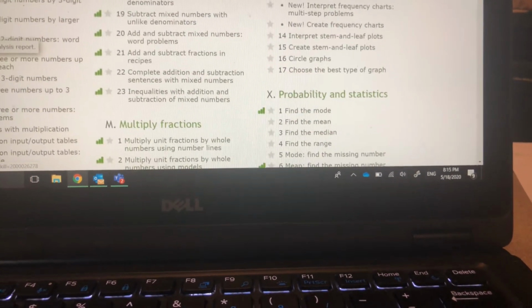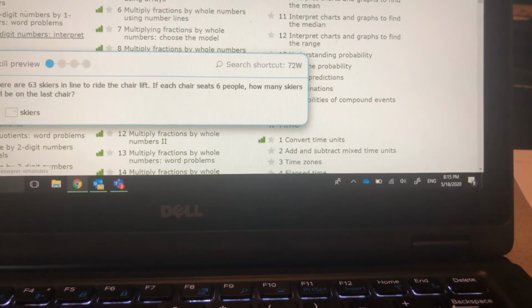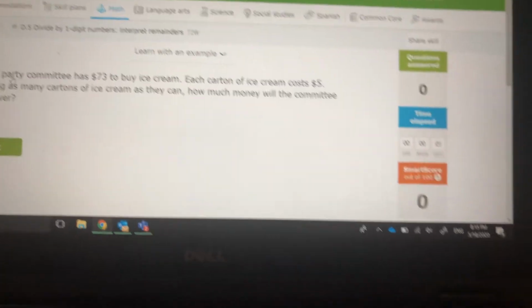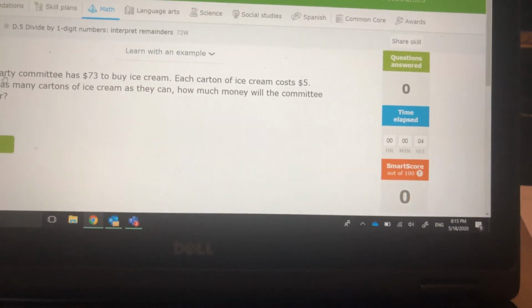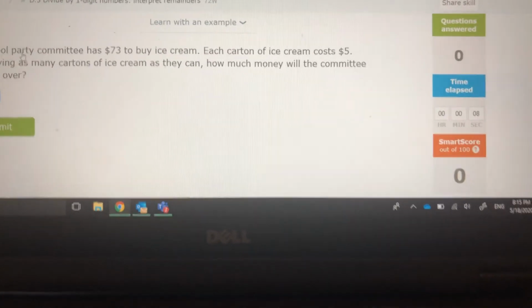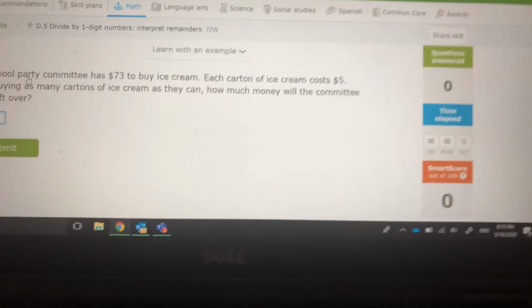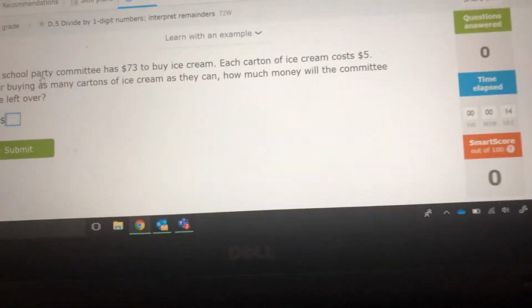So I guess you could pause the video there, or you can just watch me give examples of all these and then do them and revisit if you need. So this is D5, divide by one-digit numbers. Now this is where it gets fun because we get to interpret remainders. So this is where we're really starting to get into the interesting nature of this.